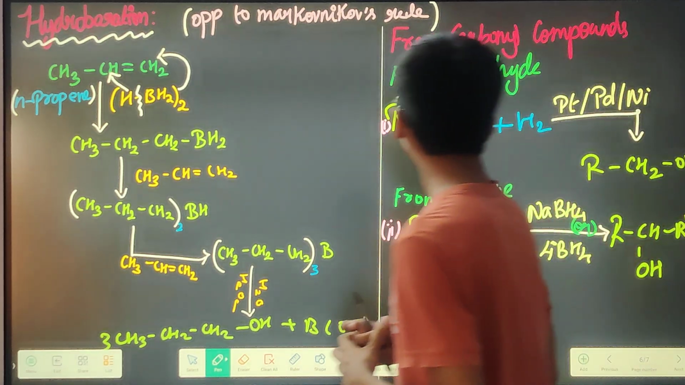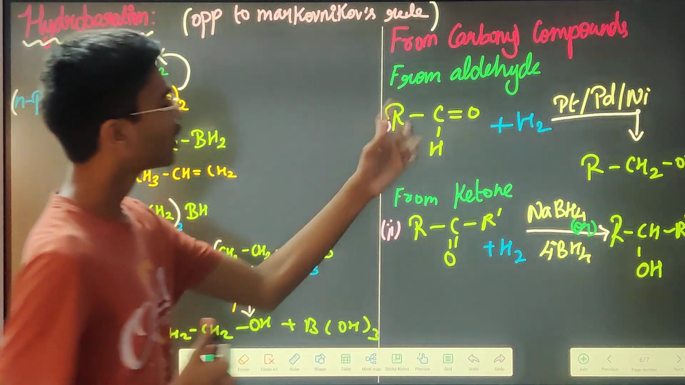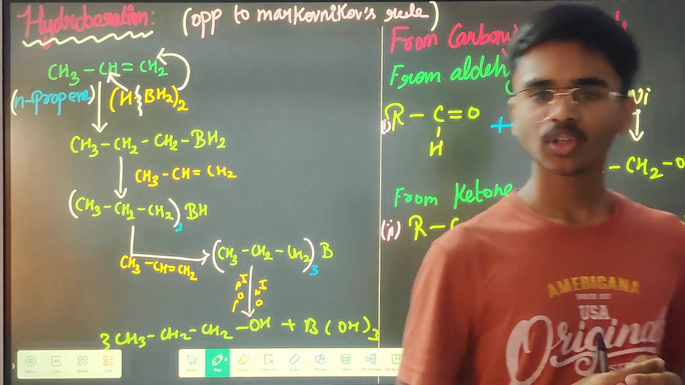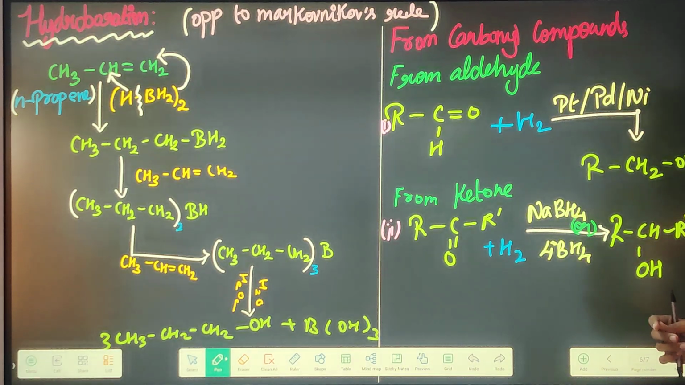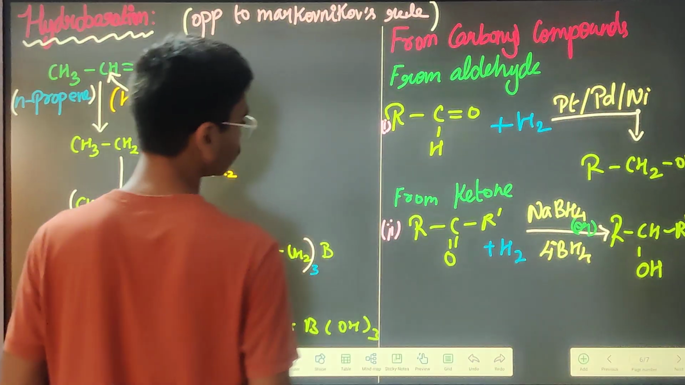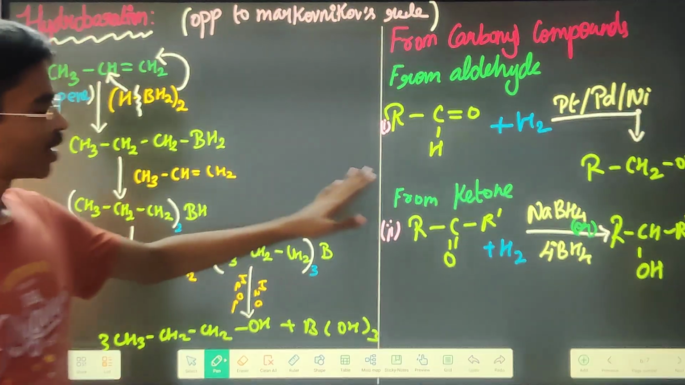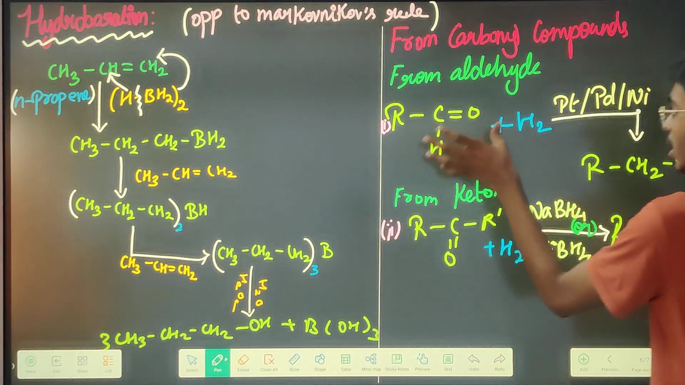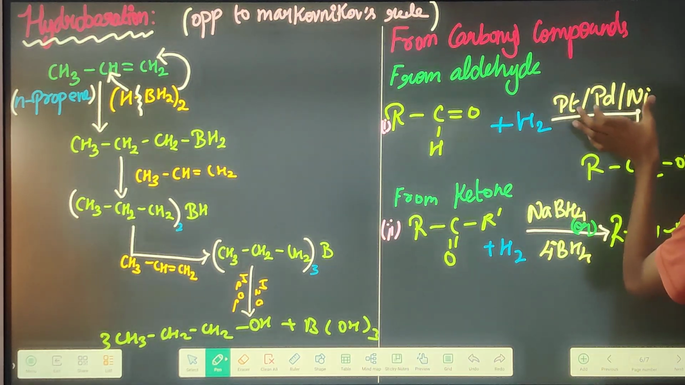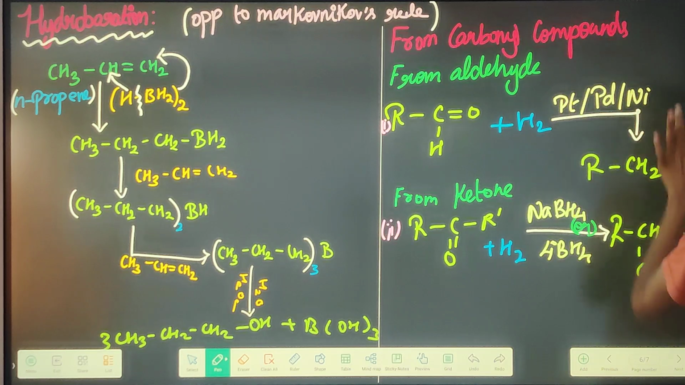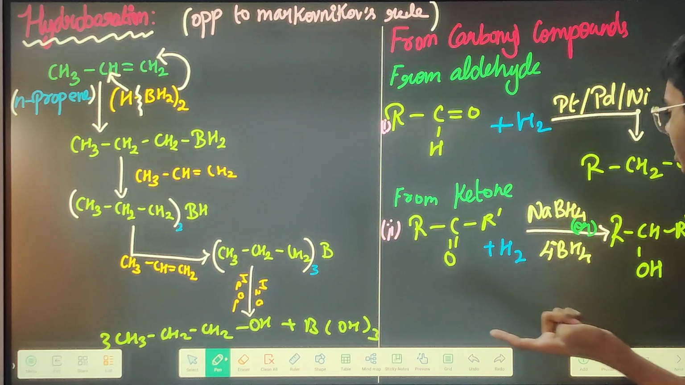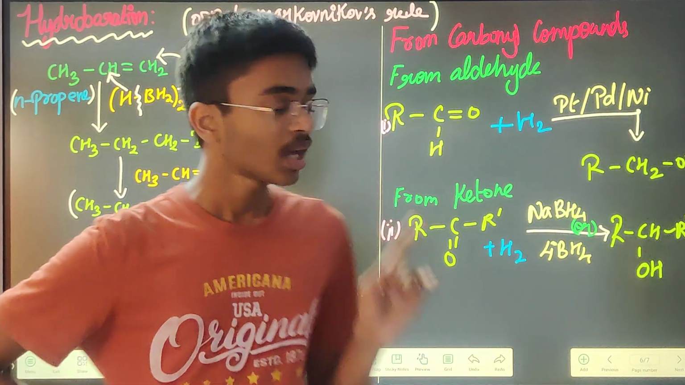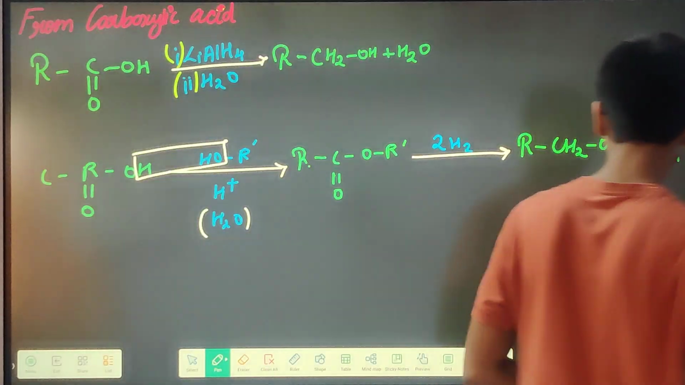Okay, so first is from aldehyde. You have aldehyde here. Only one thing you have to do: hydrogenate it. While hydrogenating you have to add catalysts like palladium, platinum, or nickel. Then you will get your particular alcohol. Next is ketone. Here also the same, hydrogenation. But when you are hydrogenating a ketone, you have to use either NaBH4 or LiBH4. Other than that, you don't have anything.